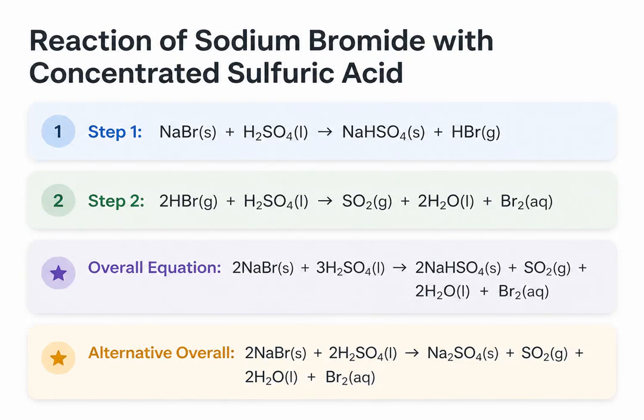Let's break down the reaction with sodium bromide step by step. First, the sulfuric acid displaces the hydrogen bromide gas, but because the mixture is hot and concentrated, a second reaction immediately follows. The newly formed hydrogen bromide reacts with more sulfuric acid, getting oxidized to bromine while reducing the acid to sulfur dioxide. By combining these two steps, we get the overall equation showing sodium bromide and sulfuric acid, producing sodium hydrogen sulfate, sulfur dioxide, water, and bromine.